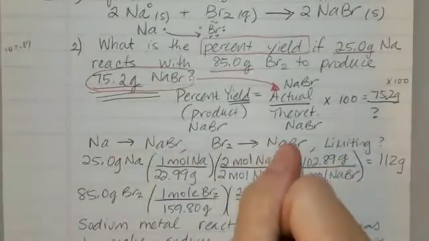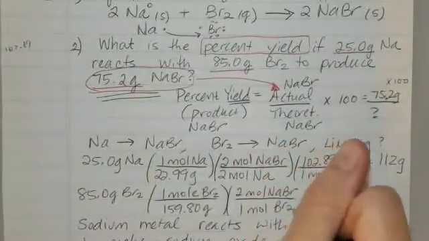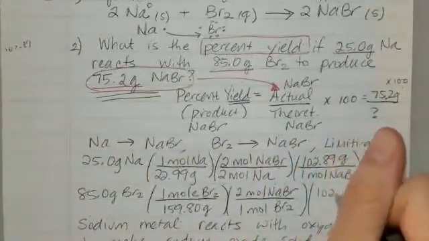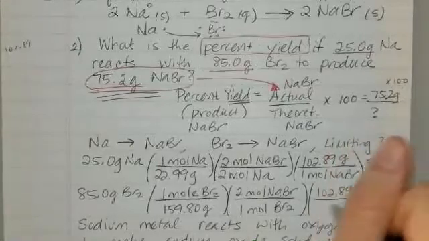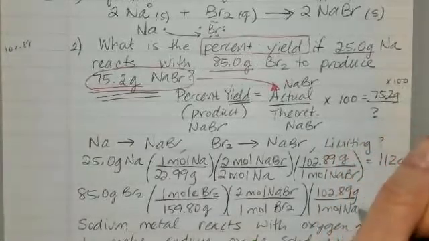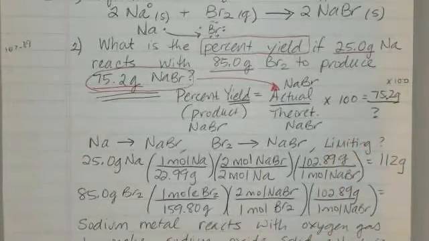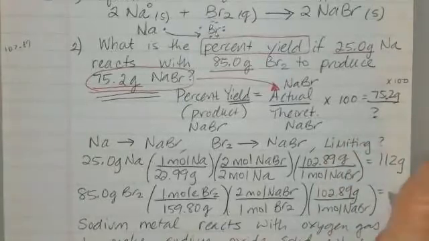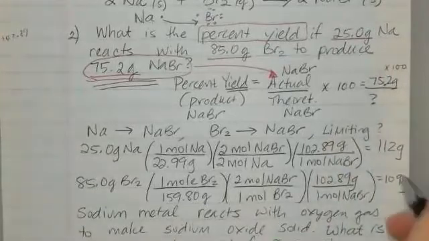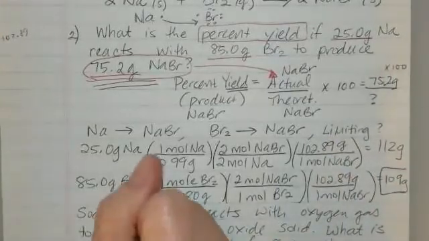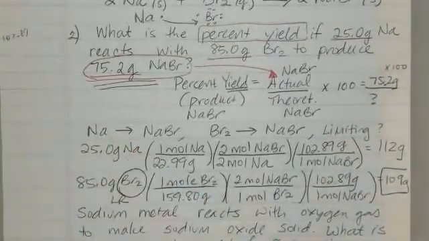So just 1 mole of bromine to make 2 moles of NaBr. And then since we're going to the same place, that molar mass is going to be the same because that's a constant. So we can use that same 102.89. So 85.0 divided by 159.8 times 2 times 102.89, keeping 3 sig figs, I get 109 grams. All right, so we circle the smaller. That tells me that the bromine was my limiting reactant.